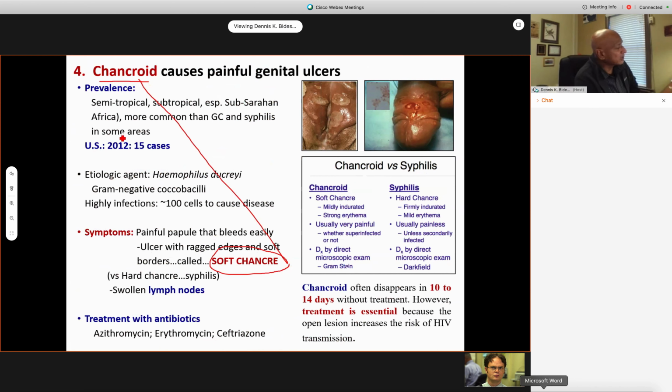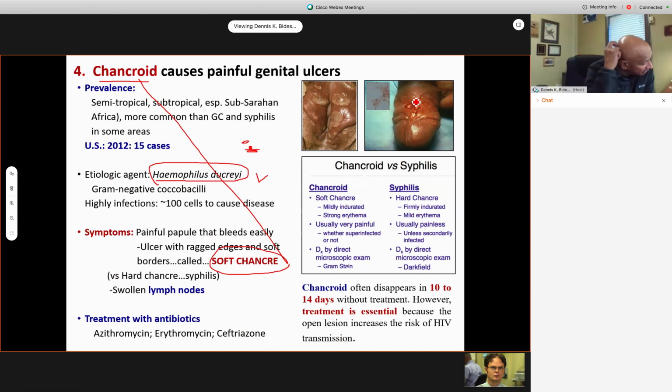The organism that causes soft chancre or chancroid is a gram-negative rod, coccobacilli. In other words, it's really a gram-negative rod, but it can look like a spherical organism too. So this is what it looks like. That organism is called Haemophilus ducreyi. All right? So soft chancre is caused by Haemophilus ducreyi. Typically, this is what you see.